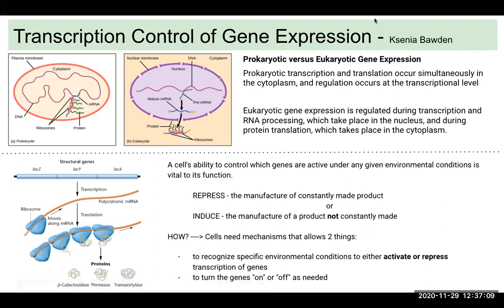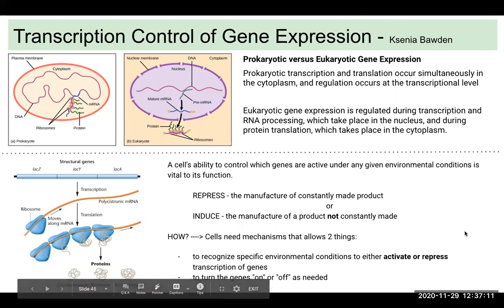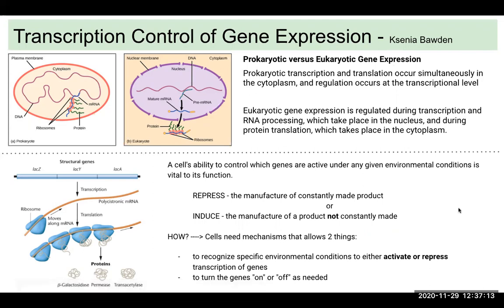A cell's ability to control which genes are active under any given environmental conditions is very critical for its function. Such controls allow cells to choose whether to utilize nutrients available in the environment, or if a needed nutrient isn't present in the environment, for example, it is able to manufacture it via an enzymatic pathway if it's able to do so.